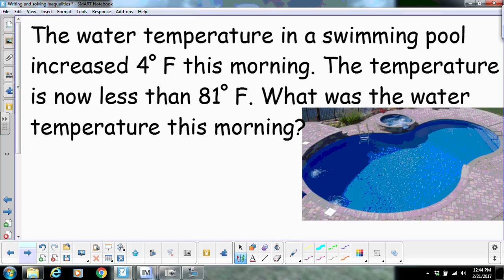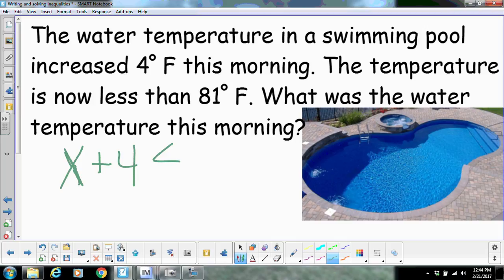Alright, the water temperature in a swimming pool increased 4 degrees Fahrenheit this morning. The temperature is now less than 81 degrees Fahrenheit. What was the water temperature this morning? Okay, so let's see what we got. Do we know what the temperature was originally? No, so we make that X, and then what happened? It increased 4 degrees, so plus 4, and it is now less than 81.